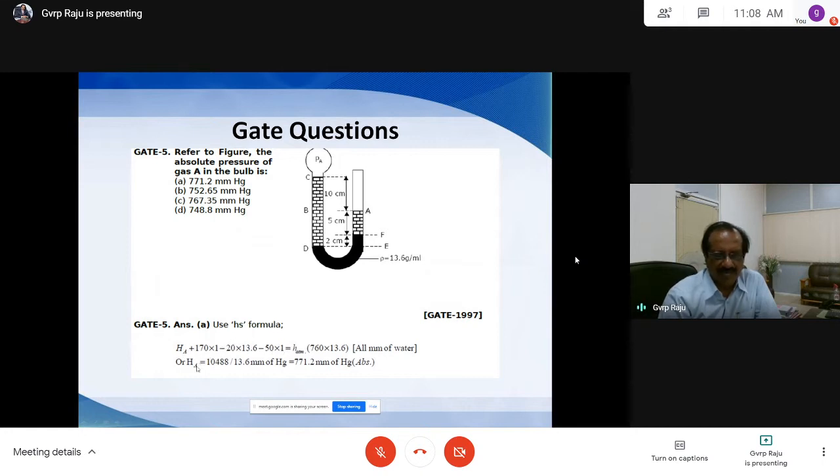It asks me to find out absolute. So this is this value here, you can take here, and that divided by 13.6. So the answer is 771.2 absolute. So writing the gauge equation here, very simple: 170 into 1, they are coming down, again going up, 20 into 13.6, again going up, 50 into 1, which is equal to atmosphere. So the answer is 771.2 mm of mercury.